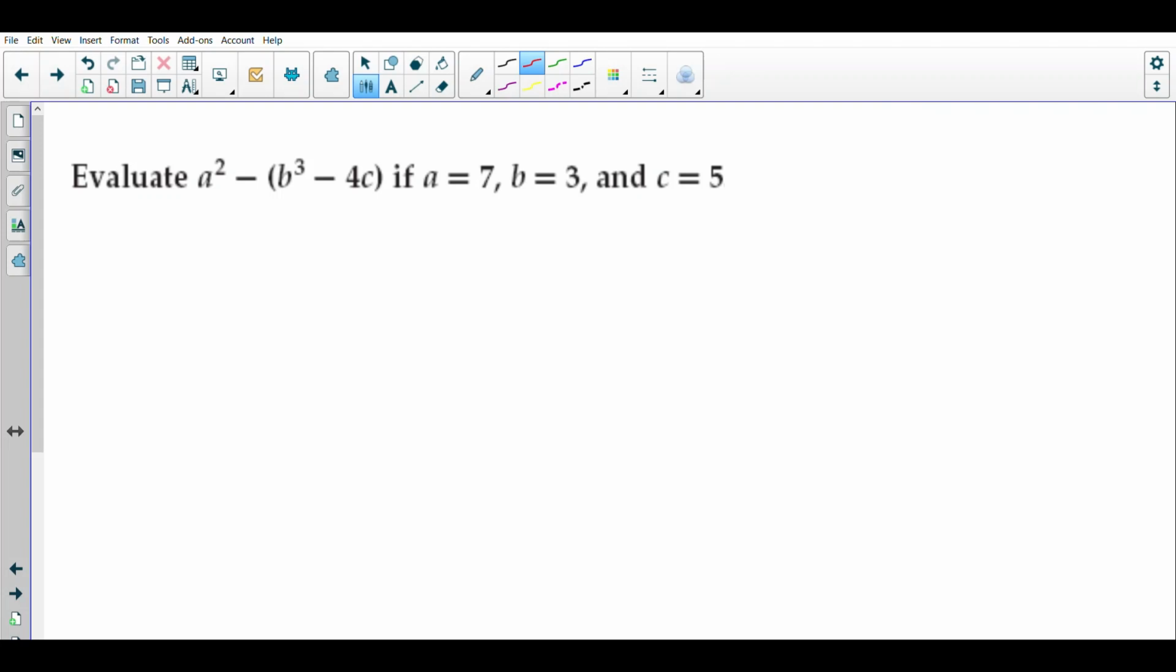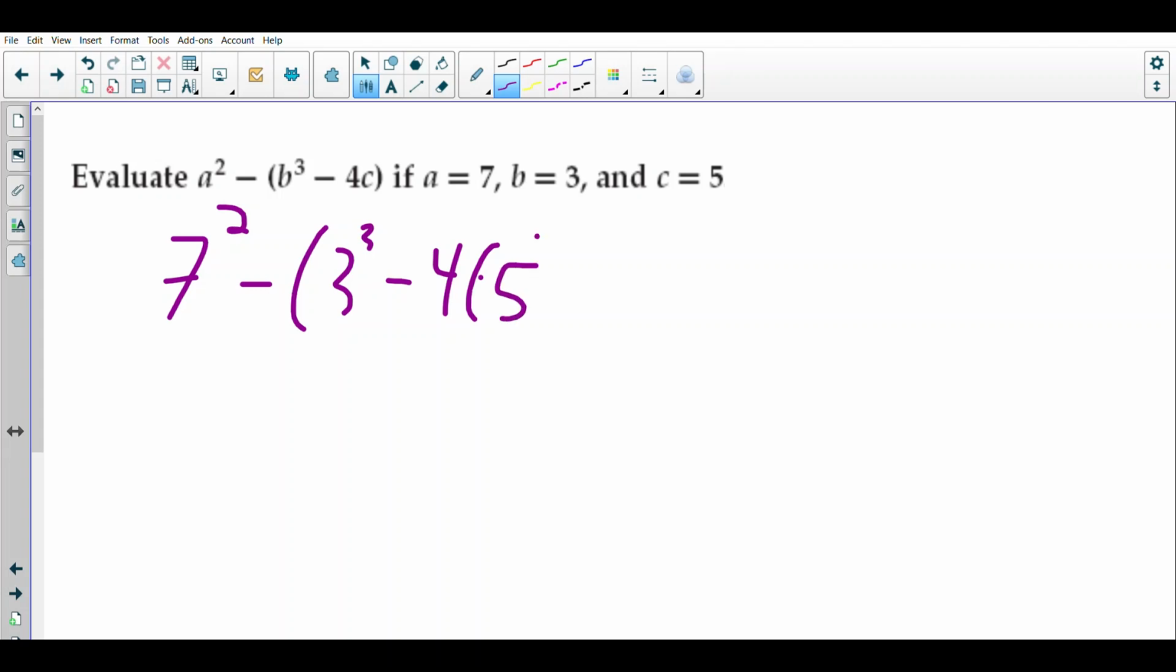So evaluate a squared minus the quantity b cubed minus 4c, if a is 7, b is 3, and c is 5. So I'm just putting stuff in. A tells me is 7, so I get 7 squared minus b is 3. So I get 3 cubed minus 4 times 5. I'm going to put these in hard brackets. So now I'm going to start with my brackets.